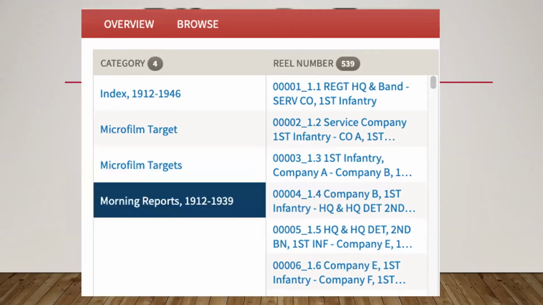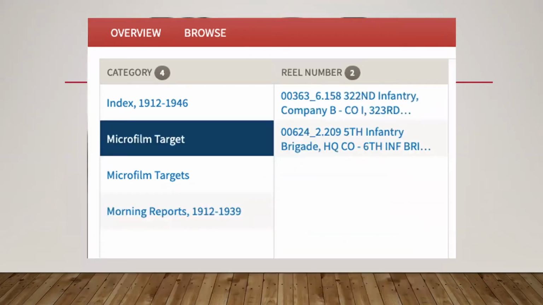So the targets, I would look in the morning reports also, but if you're putting the name into the top, then it will hit all of these areas at the same time. There's only two things in this microfilm target thing. So again, unless you're interested in the 323rd Infantry or the headquarters company, the 6th Infantry Brigade, then probably you're not going to have to worry about it. Again, the overreaching search box is going to take care of it anyway.